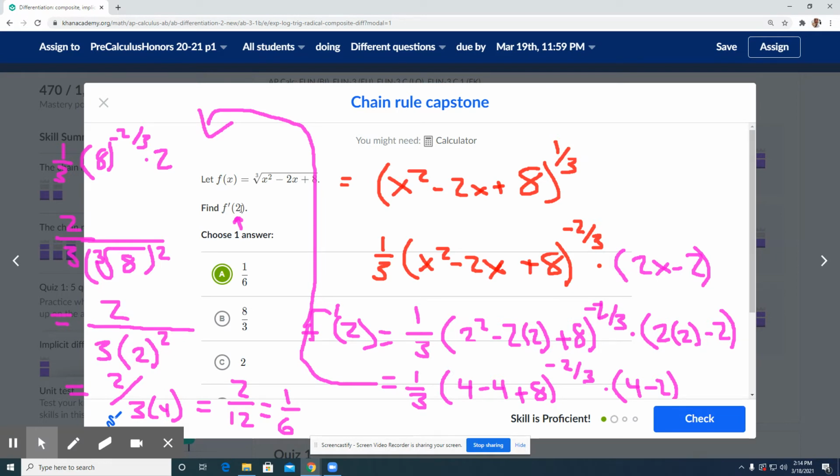Then we see that we're plugging in a value, which means that it's easier to plug it in as soon as possible, so we don't have to worry about all the algebra of keeping the x's. So I went ahead and plugged that in, order of operations to simplify.